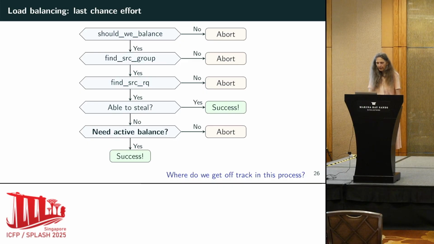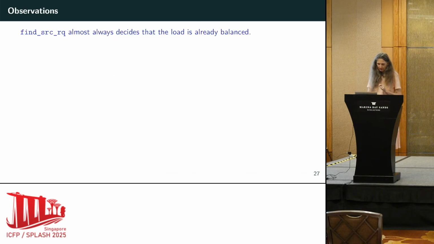Okay, so now I'm going into a lot of very low-level scheduling issues. On the one hand, I don't really expect you to care very much about them. On the other hand, my point is that they are very low-level and very hard to understand. So find source RQ. Remember, we have 32 CPUs available on each side. We have 33 tasks that are trying to run on one of them. One of those CPUs is overloaded. So find source RQ almost always decides that the load is already balanced.